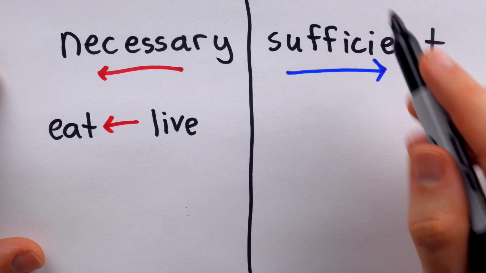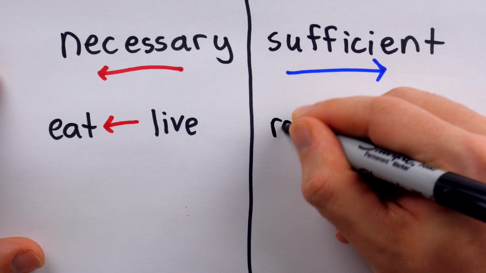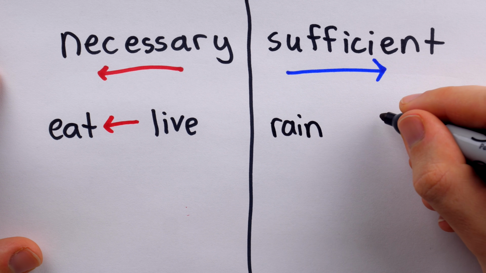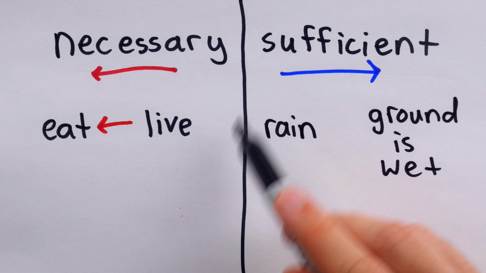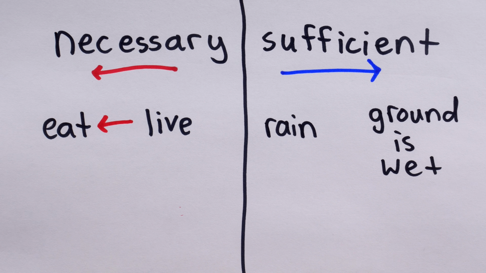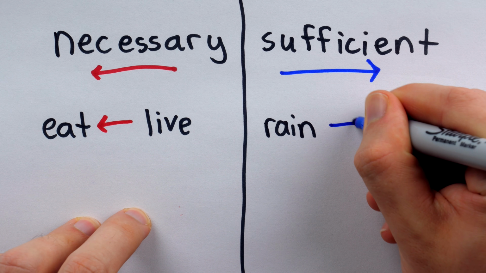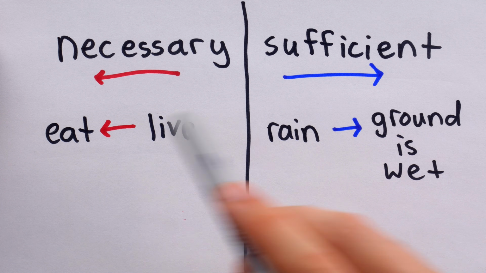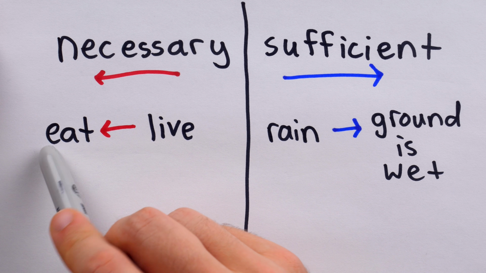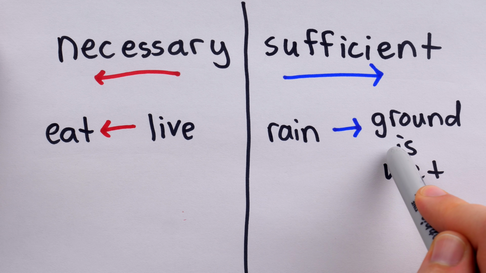And as for the word sufficient, if it's raining, that is sufficient for the ground to be wet. Since it raining outside is sufficient for the ground to be wet, if it is raining, that means the ground is wet. You can see that necessity goes one way and sufficiency goes the other.